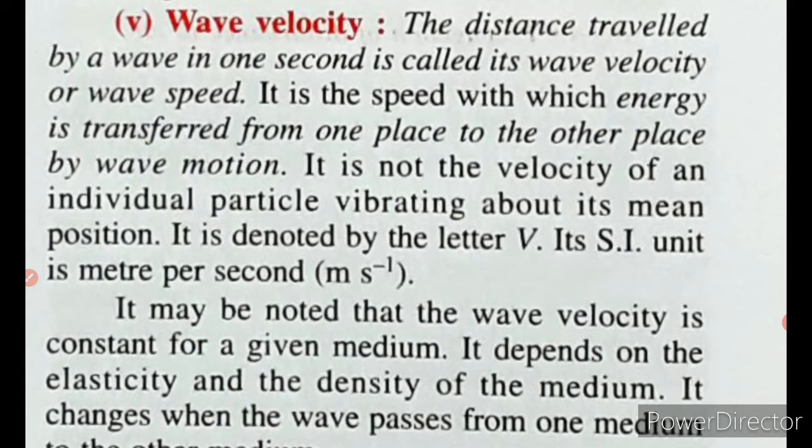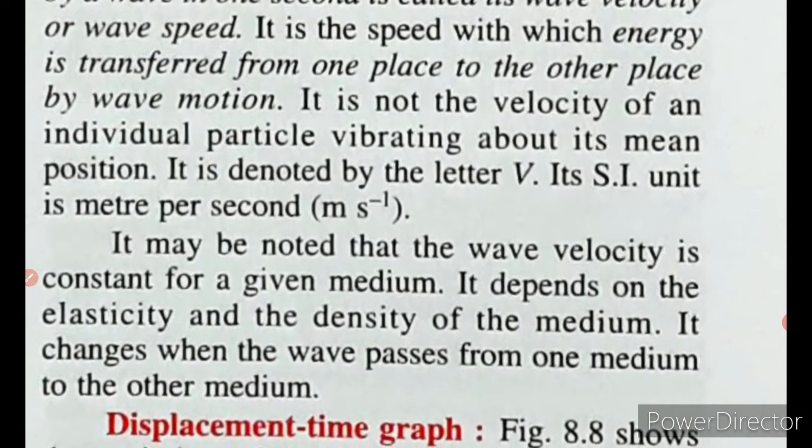It is denoted by the letter V. Its SI unit is meter per second. It may be noted that the wave velocity is constant for a given medium. It depends on the elasticity and the density of the medium. It will change when the wave passes from one medium to another medium.